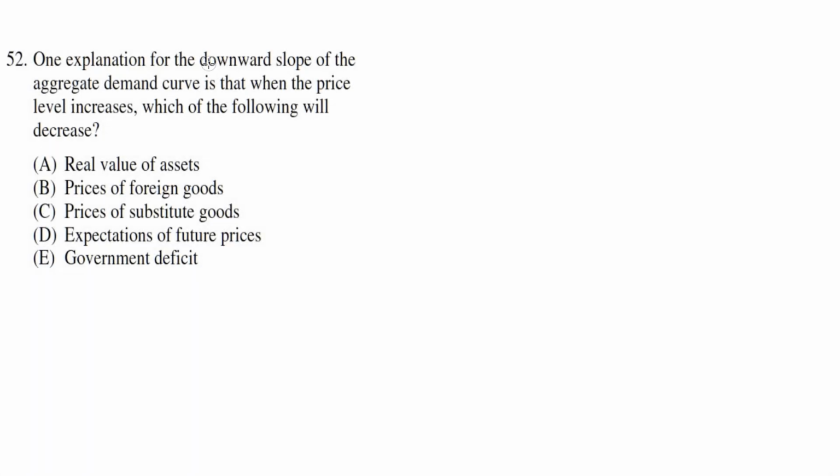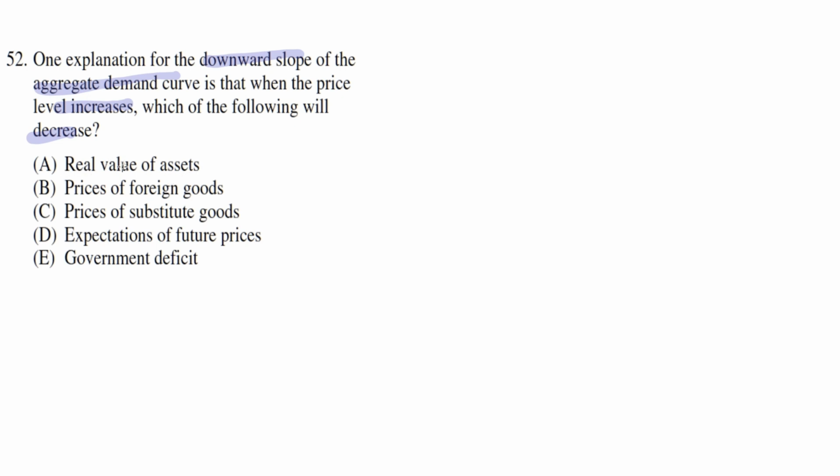One explanation for the downward slope of the aggregate demand curve is that when the price level increases, which of the following will decrease? So in this question, we're asked to explain the downward slope of the aggregate demand curve, and this is when the price level increases, which of the following option choices will decrease? So, option choice A, real value of assets.